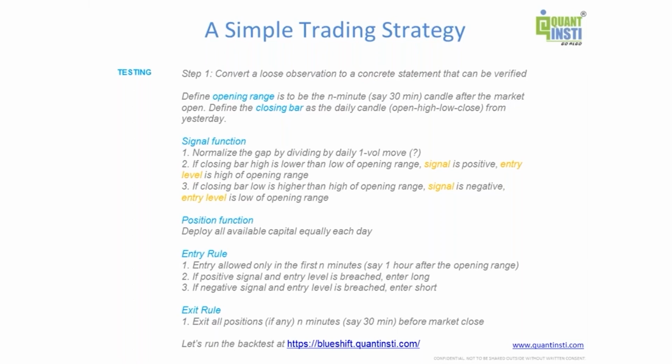We wait 30 minutes from the market open to compute the opening range. For the next 1 hour, we wait for the opening range breakout. Once it's broken, we enter according to the signal. Then we do nothing and wait for the whole day, until 30 minutes before the close, when we square off our positions.